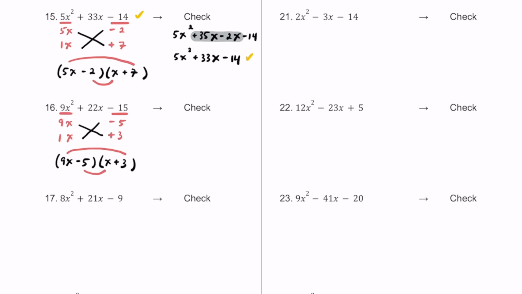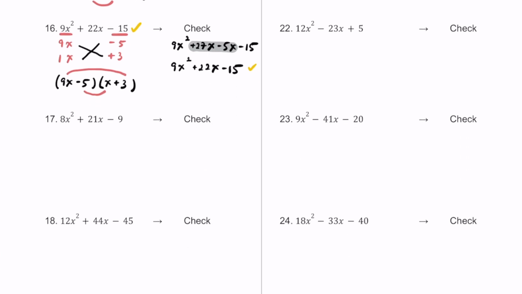9x times x, that's going to be 9x to the second power. If we check the outers, then check the inners, the outers are going to get us 27x. The inners are going to get you minus 5x. And then the last is going to be minus 15. If we combine these like terms in the middle, then we're going to have 9x squared plus 22x and then minus 15. So this seems to work out, and so we factored correctly.